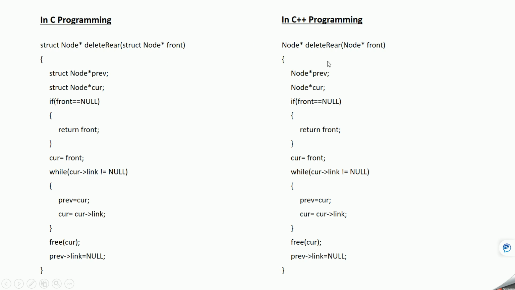Just here what will change: in C we give the keyword struct, and here also we give the keyword struct before the node data type, but in C++ there is no need to give this keyword. Similarly here, and the rest of these operations are the same in C++ also. So this is the function that will help us to delete a node from the end of the linked list, or the rear side of the linked list.